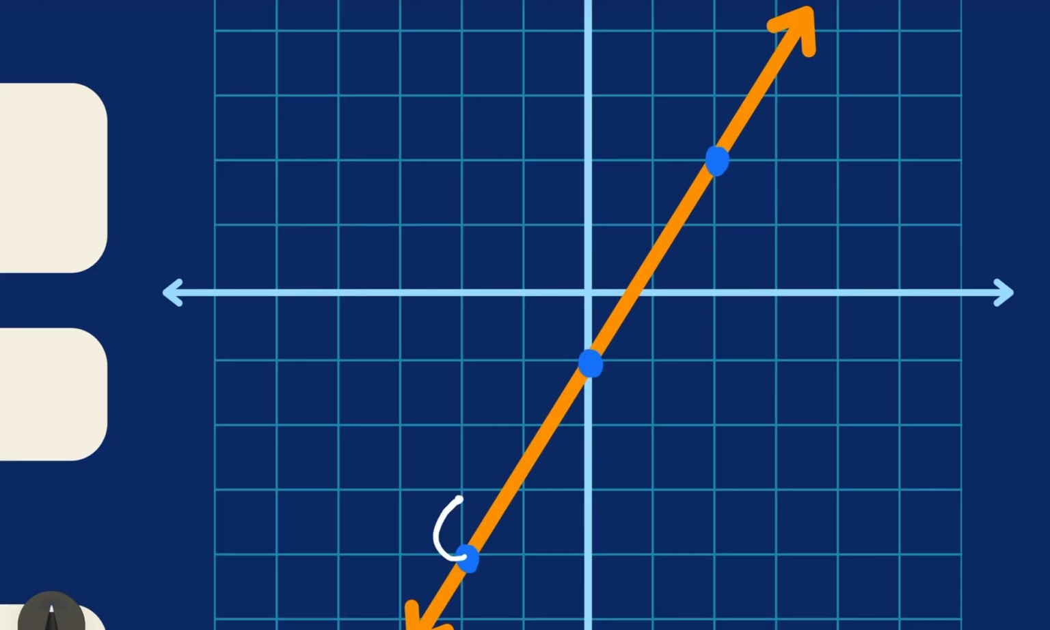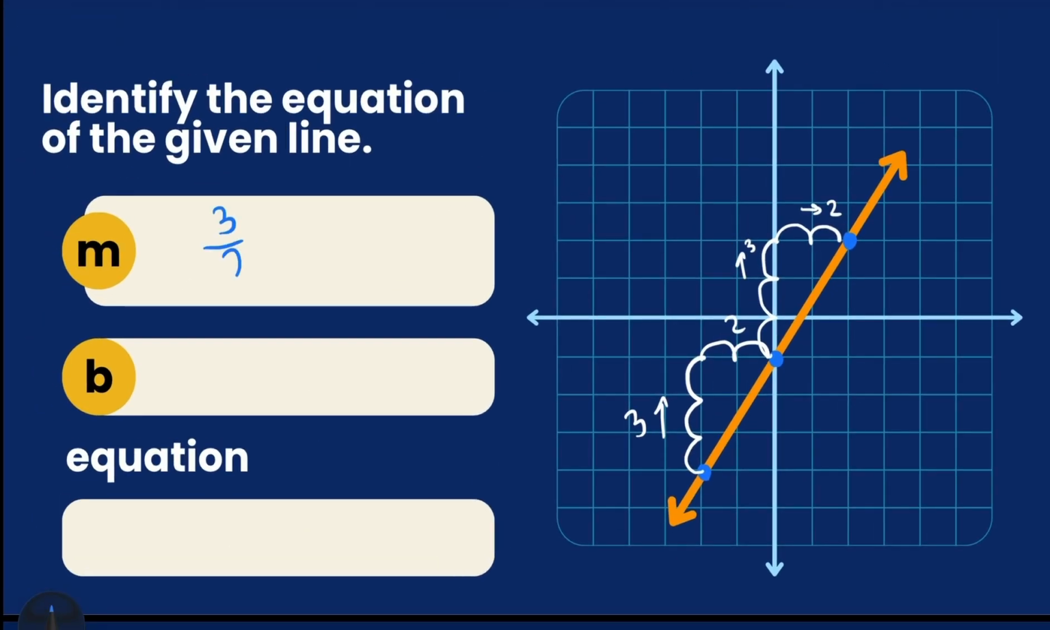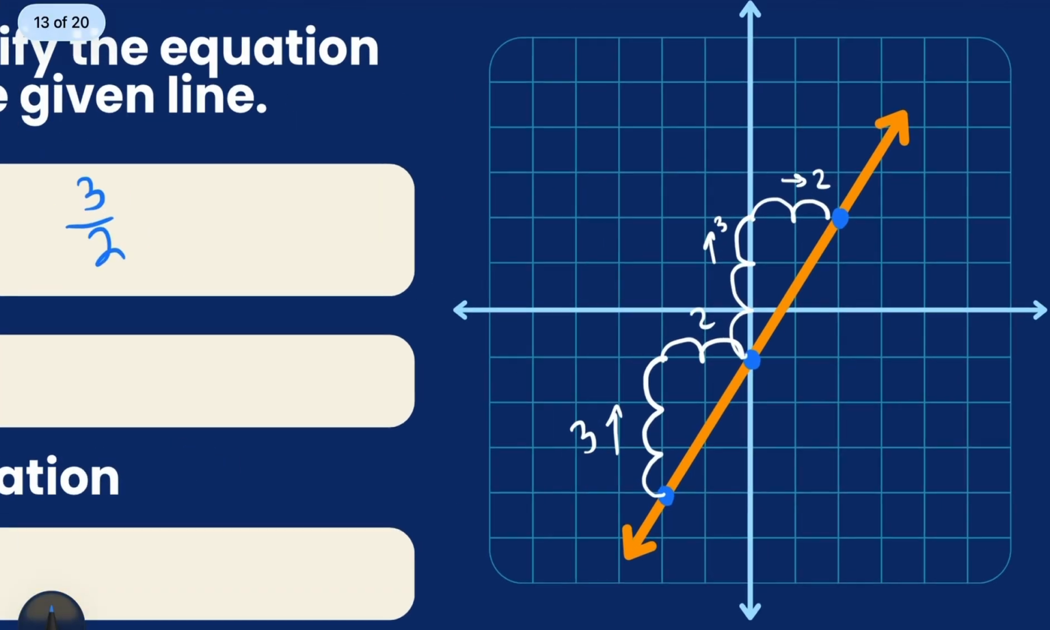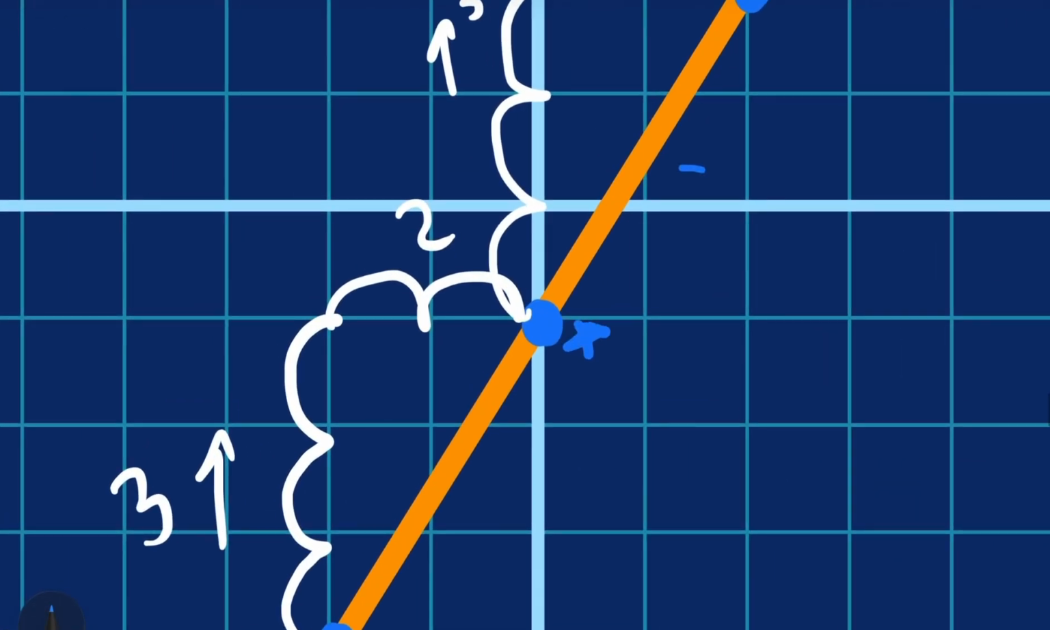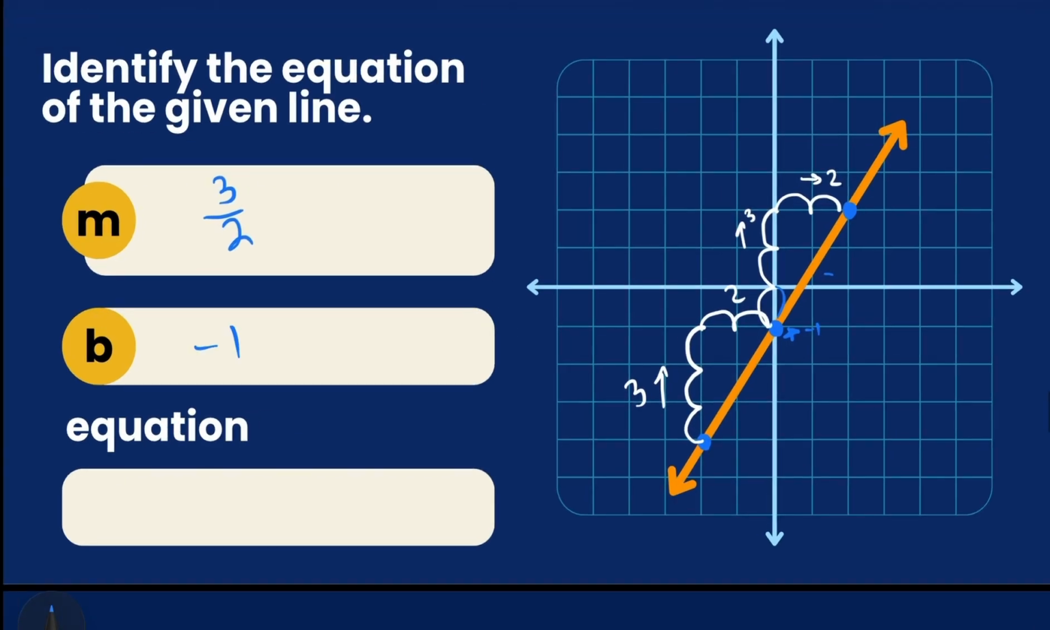Here I see it goes up 1, 2, 3, and to the right 1, 2. And then it goes up 1, 2, 3, and to the right 1, 2. So therefore, my slope is 3 over 2 because it's always rise over run. And then finally, I need to identify my b, which is when it crosses the y-axis, which is right here. I see this goes down 1, so this will be negative 1. So therefore, my b would be negative 1. So I would rewrite this as y equals 3 over 2x minus 1.